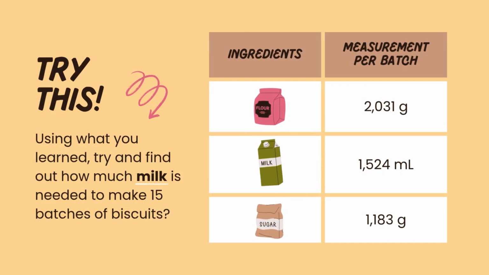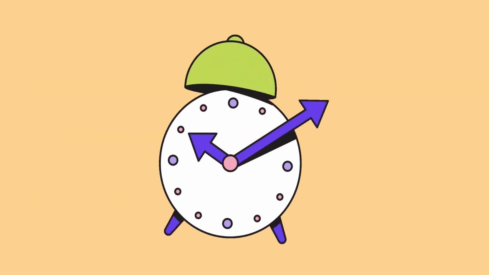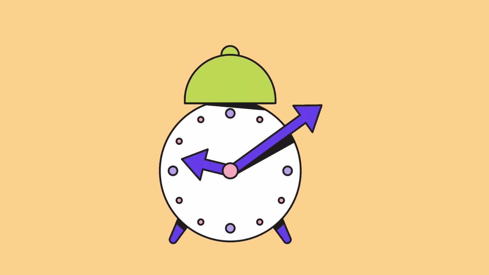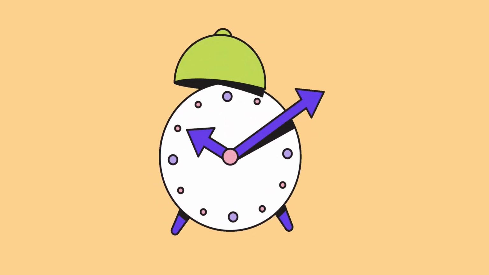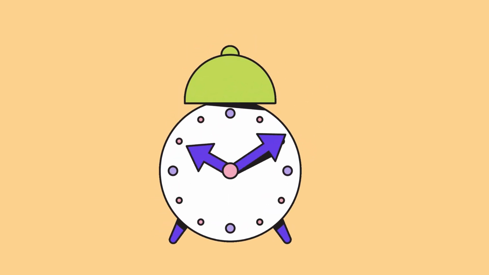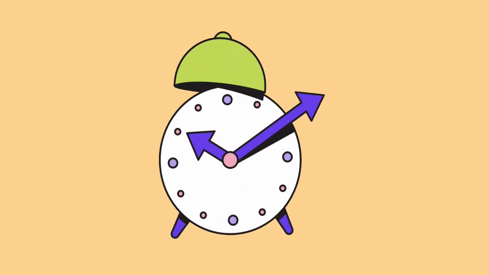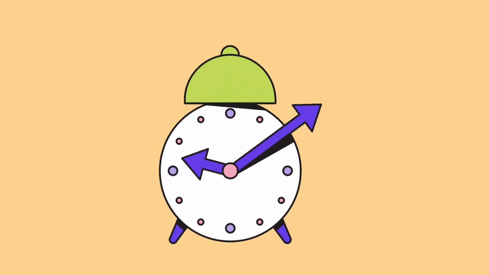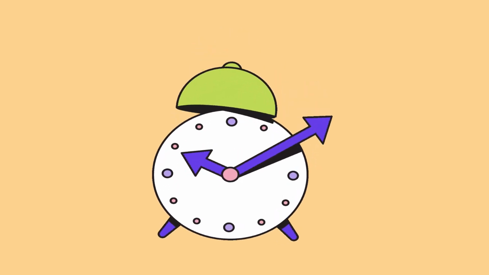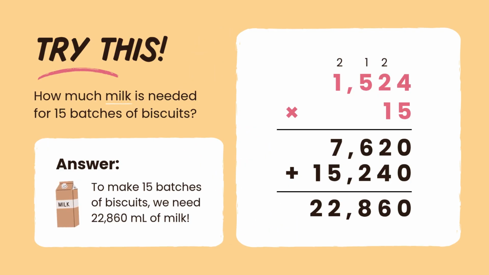Try this. Using what you learned, try and find out how much milk is needed to make 15 batches of biscuits. To make 15 batches of biscuits, we need 22,860 milliliters of milk.